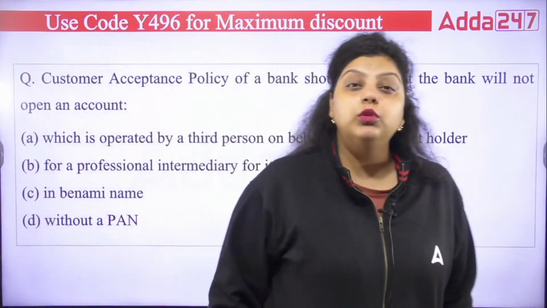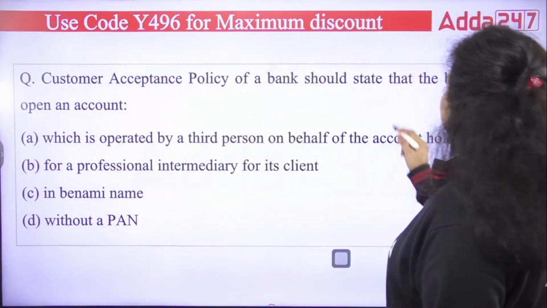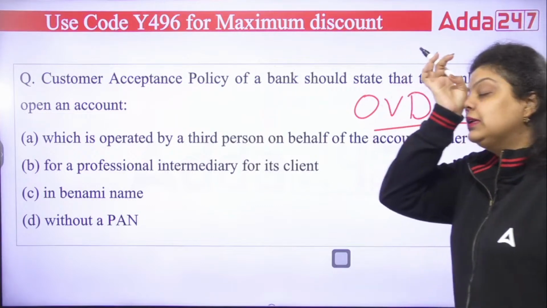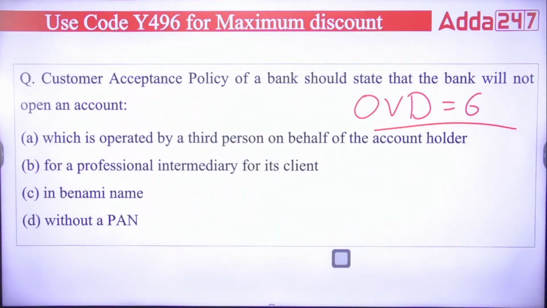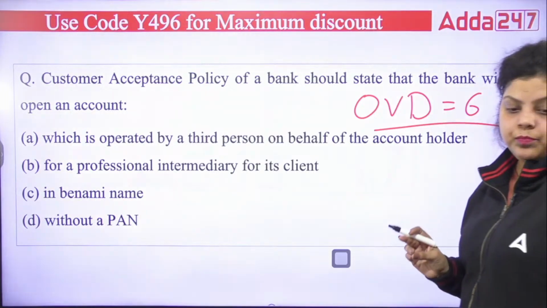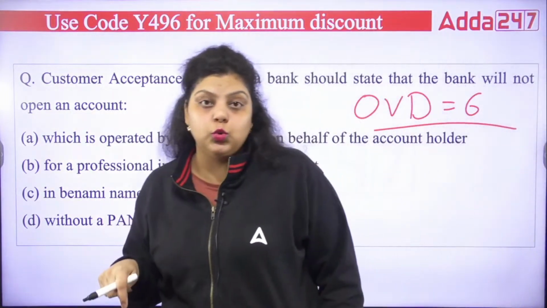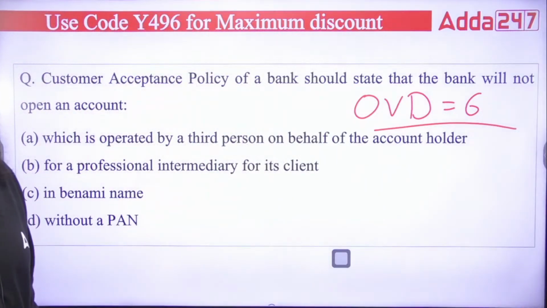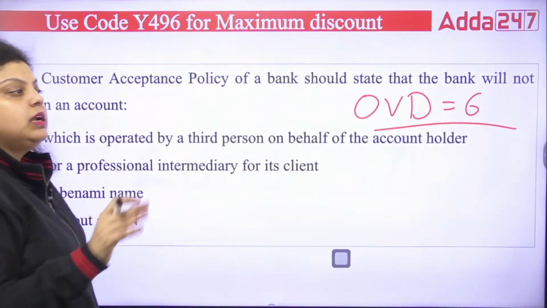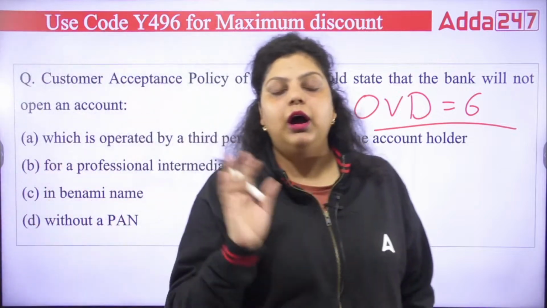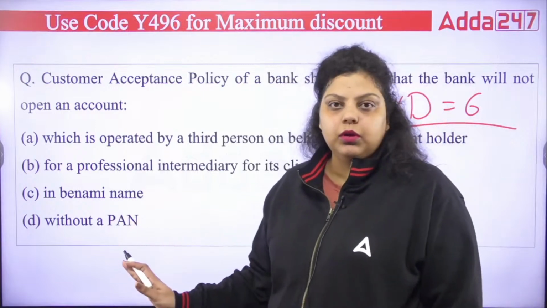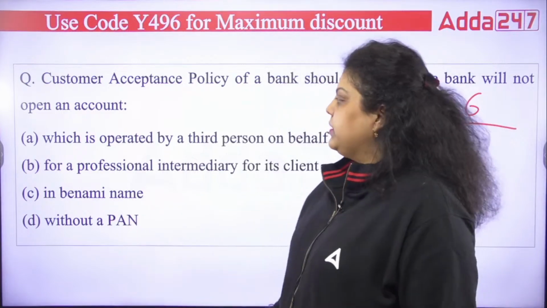Now, if we talk about the officially valid documents, I have told you that there are 6 officially valid documents. These used to cover your PAN card, but right now the PAN card is not a part of the officially valid documents. It means that without a PAN card, an account can be opened. So it cannot be the right answer.